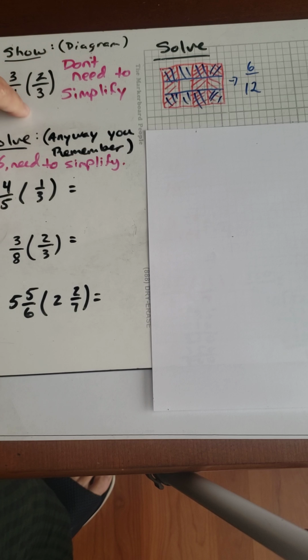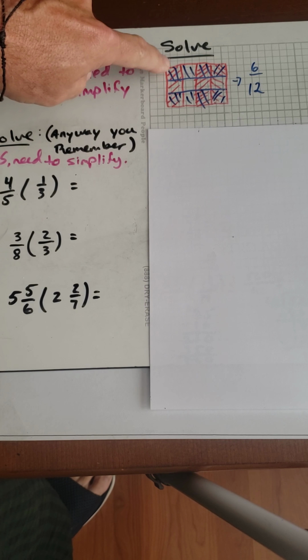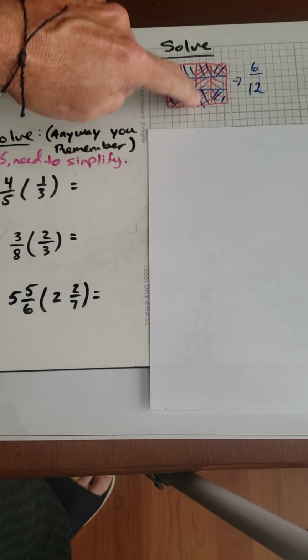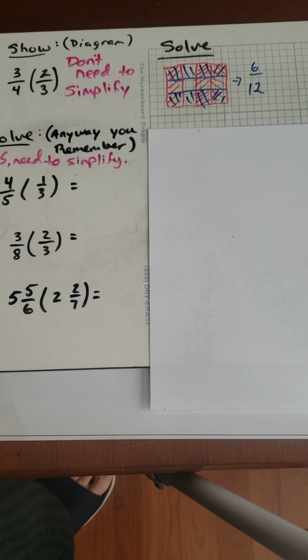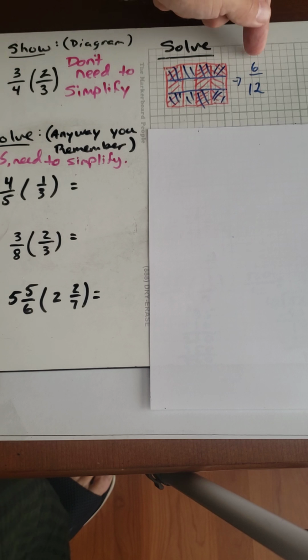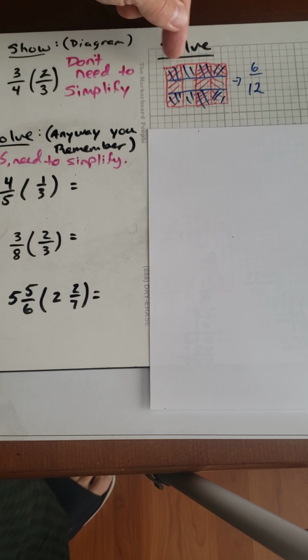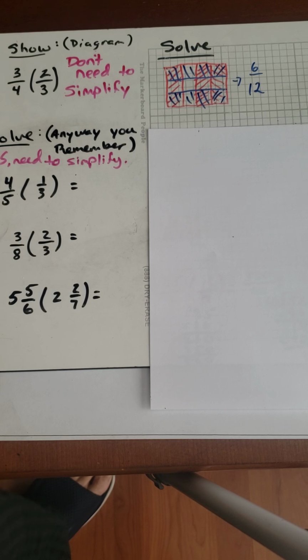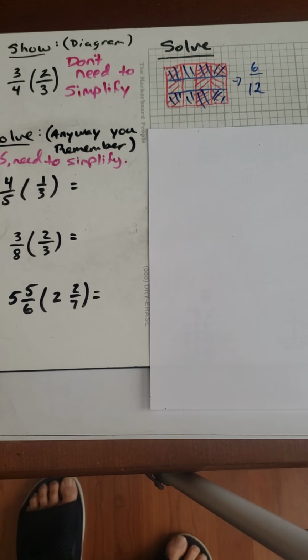And then the answer to this problem is what boxes overlap. So I see that I have 1, 2, 3, 4, 5, 6 that overlap. And so my answer then is 6 pieces, and the size of these pieces are 12ths. All right, so I have 6/12ths in there. Okay, so I'm sure that's not too bad. That was stuff that we were doing last week.